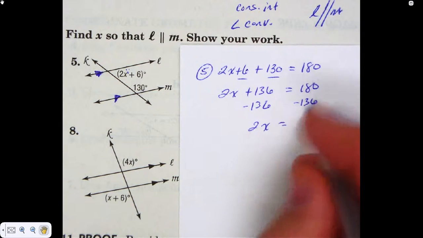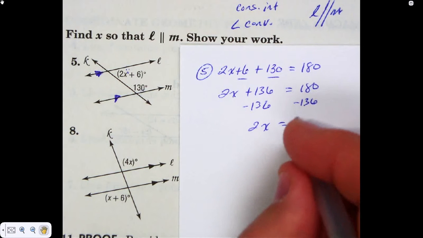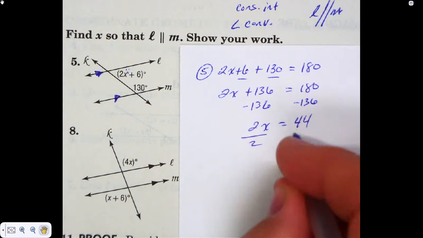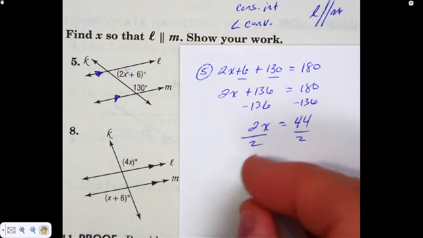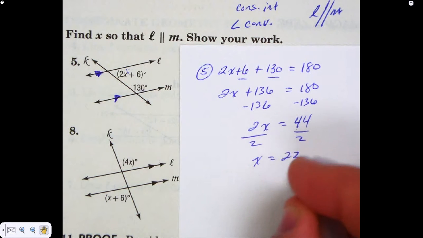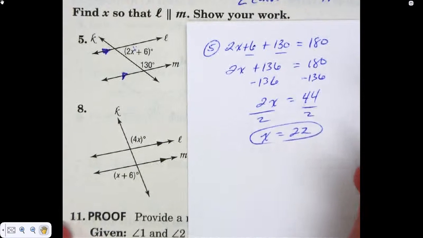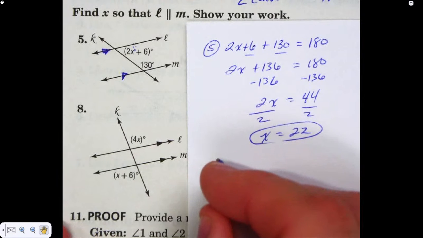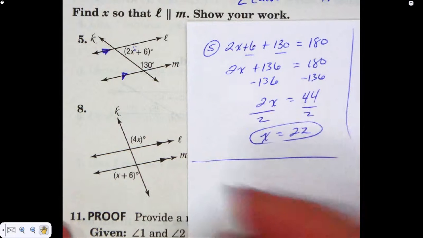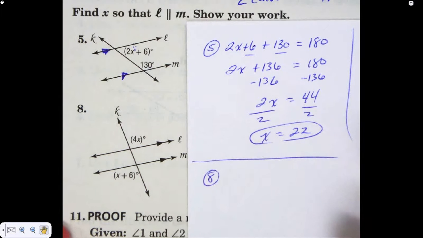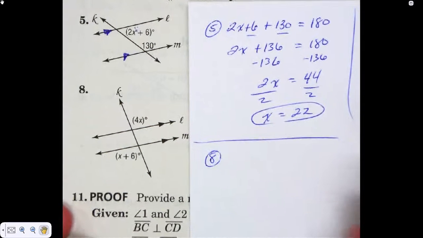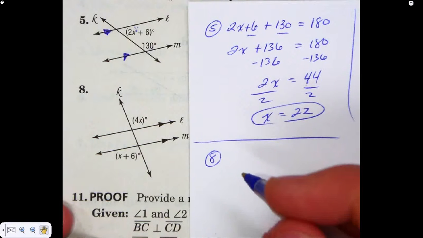Any questions so far on what I'm doing? Is that correct? Everybody look at that. Any questions? Let's look at number 8 here. Pencils down. I'll let you write these two after we're done with 8. We're going to make these to where these two are parallel.